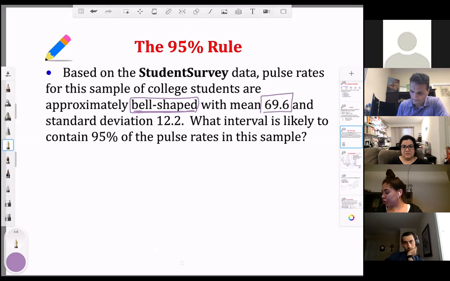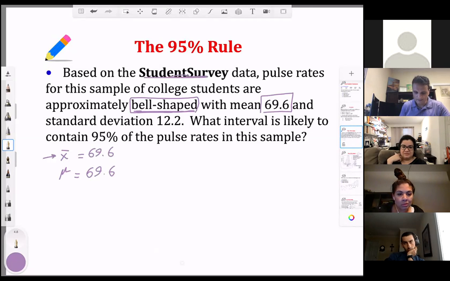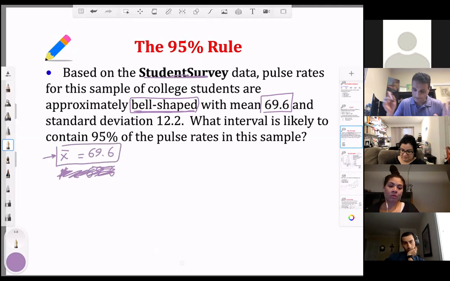Good. Should I put X bar or mu? Is that X bar equal to 69.6 or mu equal to 69.6? X bar, correct? X bar is a sample. We are sampling. We don't do all the population. So mu is not correct. So we are dealing with X bar.